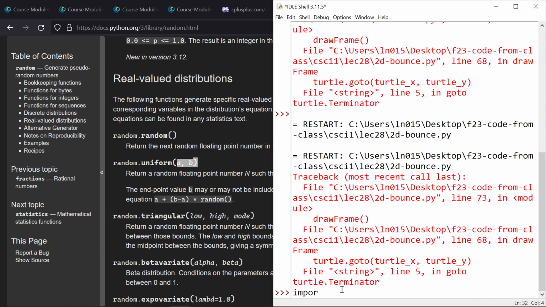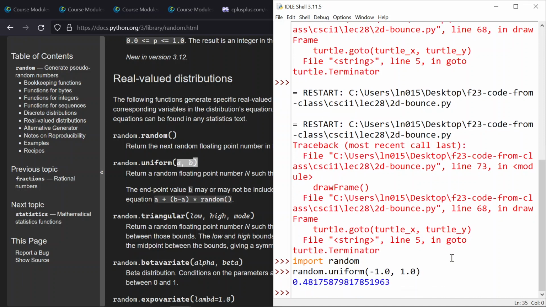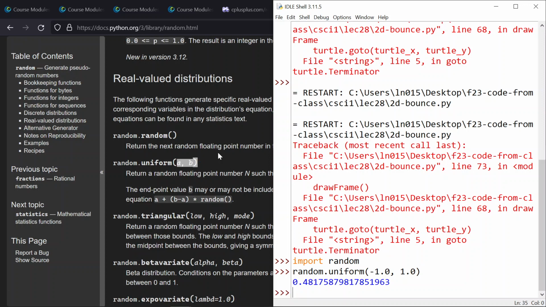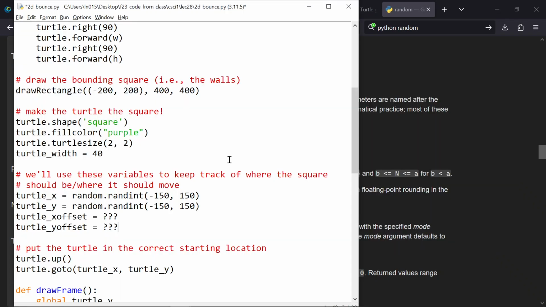Import random. Random.uniform. If I say random.uniform negative 1.0 and positive 1.0, it'll give me a random number between those that's a floating point, so anything in between. Any fractional value. So that's kind of what we want here, because we want to move just a little bit, not like integer chunks. So let's make those our offsets. So every frame will move a little bit, maybe left or right.